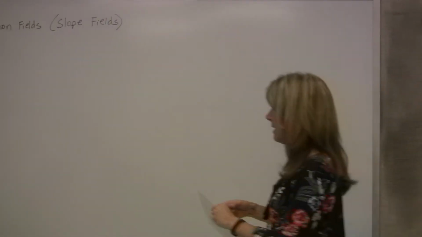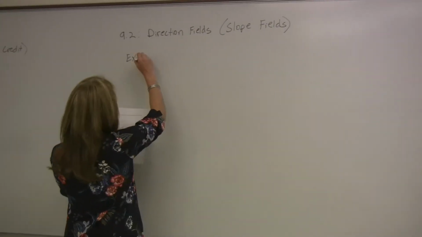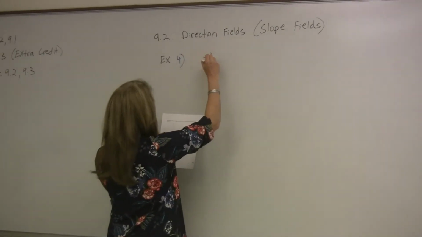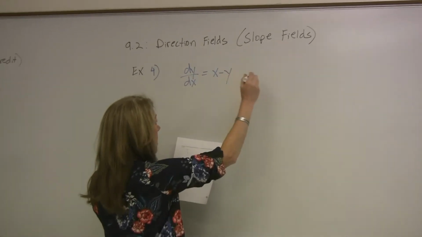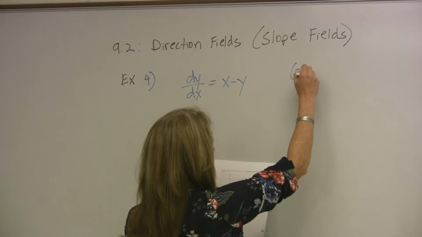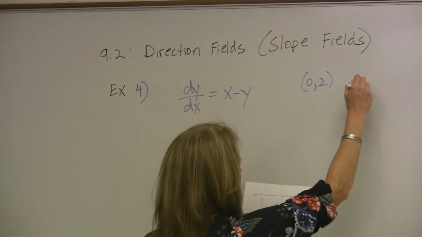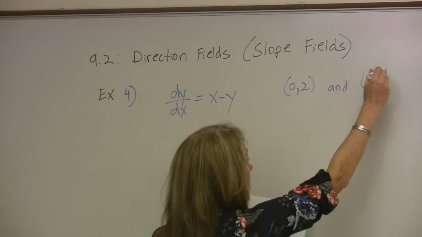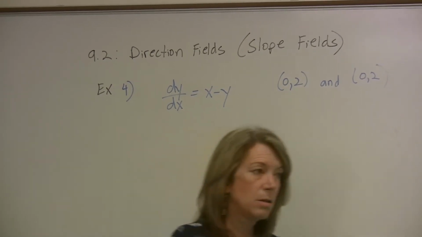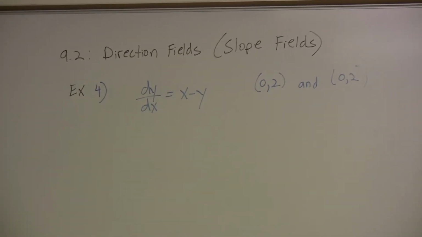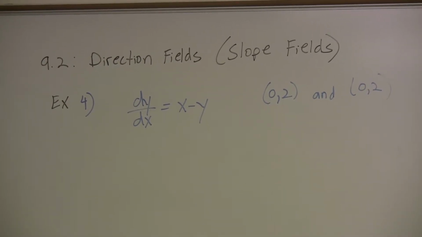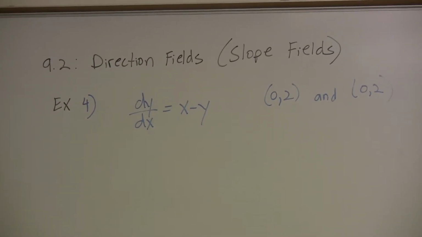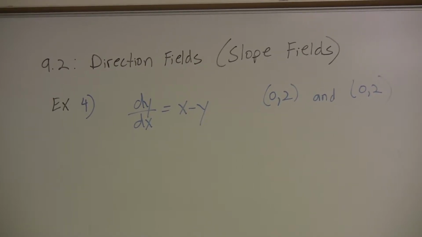Example 4 looks like dy/dx equals x minus y. And then we're going to sketch equilibrium solutions through both of these points. So take 5+ minutes and see if you can get the slope field for this one. It's not as easy as the last one, but it's kind of familiar. See what you can do with that. You can find the pattern there.